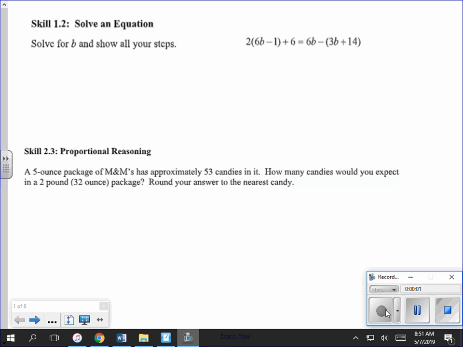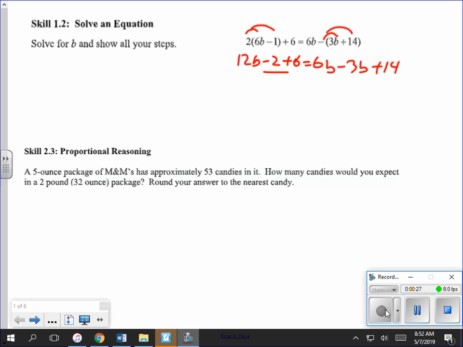Okay, here we go. First one, solve for B and show all your steps. First step, distribute the 2. So I get 12B minus 2 plus 6 equals 6B. And then here I've got a negative in front of the parentheses, so I distribute that. Minus 3B plus 14. And then combine like terms on both sides.